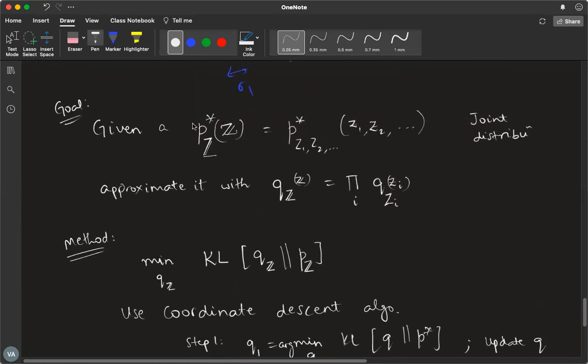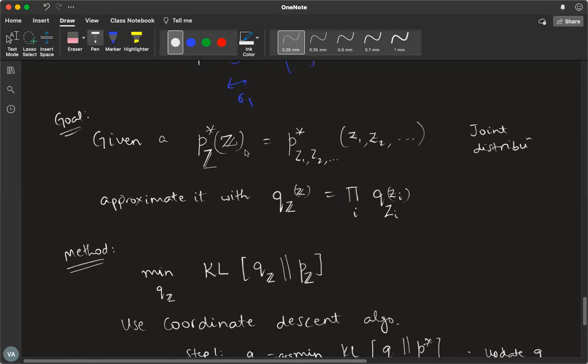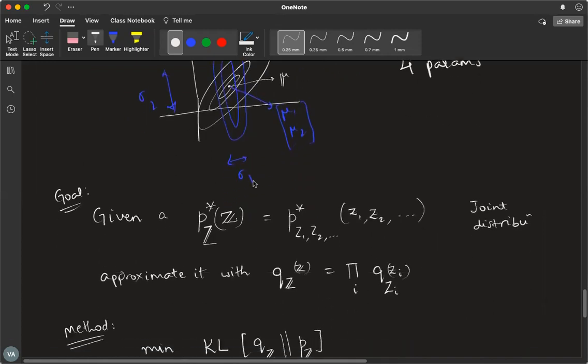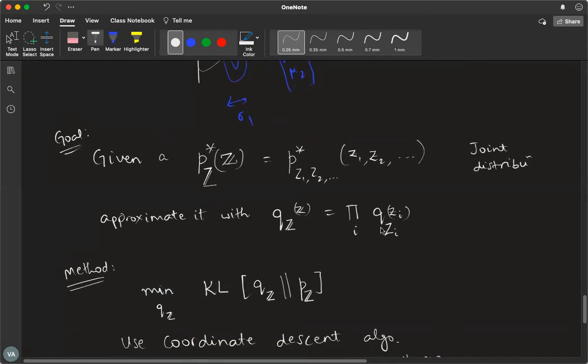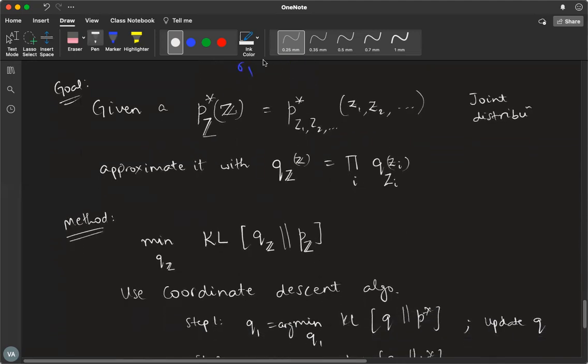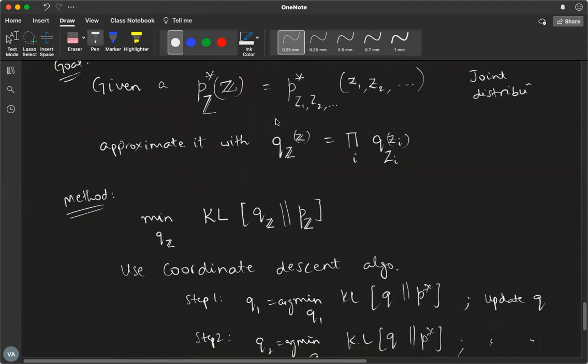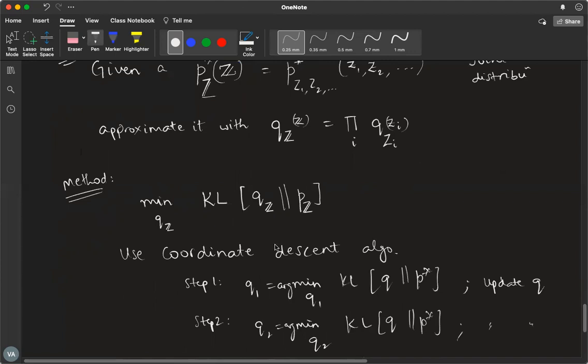So let's do again a recap. We are given a P star(z), the Gibbs distribution in the Ising model, for example, or it could be the joint Gaussian multivariate distribution in this case, and we want to approximate it with a Q(Z) where all the z's are assumed independent. And how do I achieve this? I want to find the optimal function Q(Z), it's not a value, it's a function. So this is a functional, which means a function of functions. I want to find an optimal function which minimizes this KL divergence.